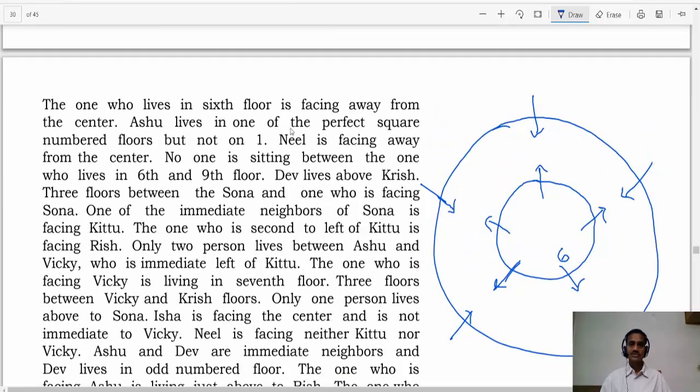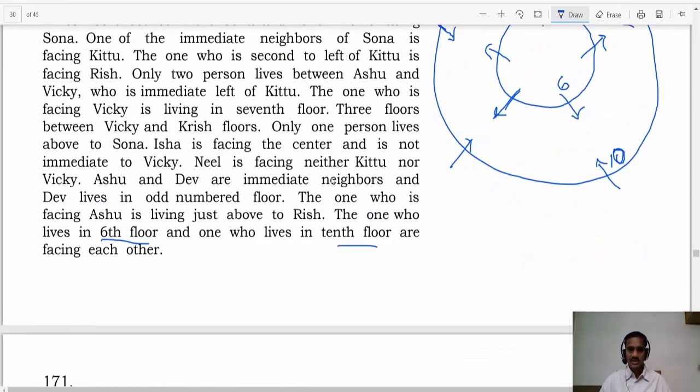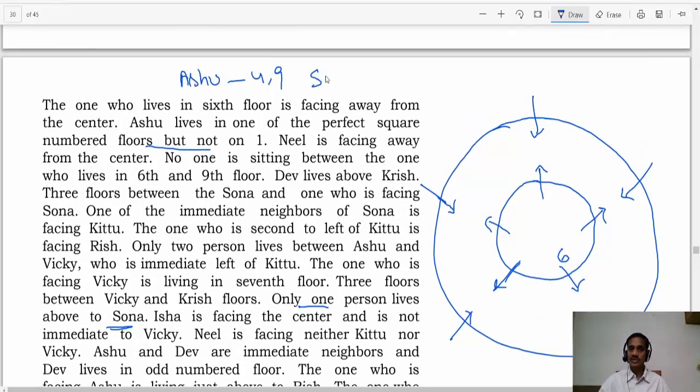Next one. Ashu lives in one of the perfect square floors but not on one. Perfect square but not 1, so it can be 4 or 9. The number of Ashu must be either 4 or 9. Next one, look at another piece of information. Only one person lives above Sona. Since only one person lives above Sona, what can Sona's floor be? Sona's floor can only be 9, because only the 10th floor is above. So Sona is 9, therefore Ashu cannot be 9. Ashu must be 4. Clear? Ashu is on the 4th floor and Sona is staying on the 9th floor.